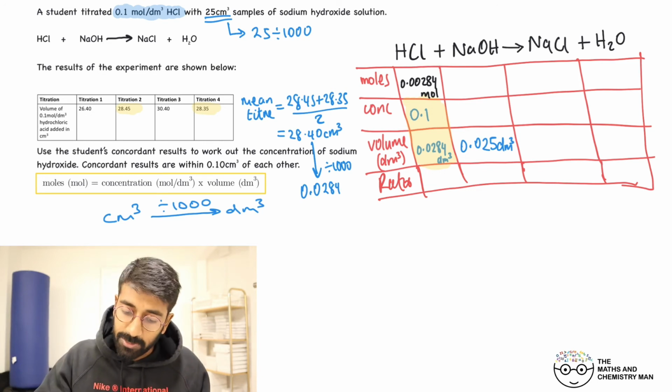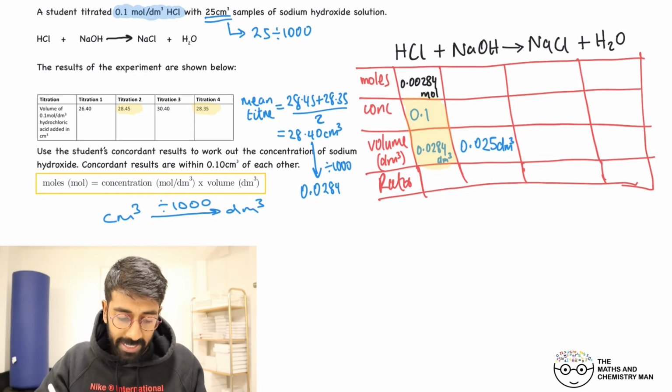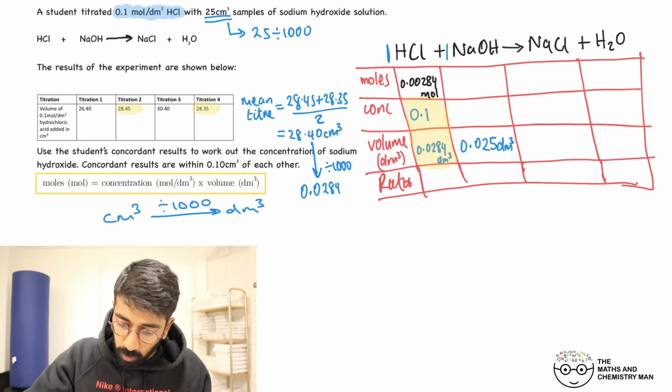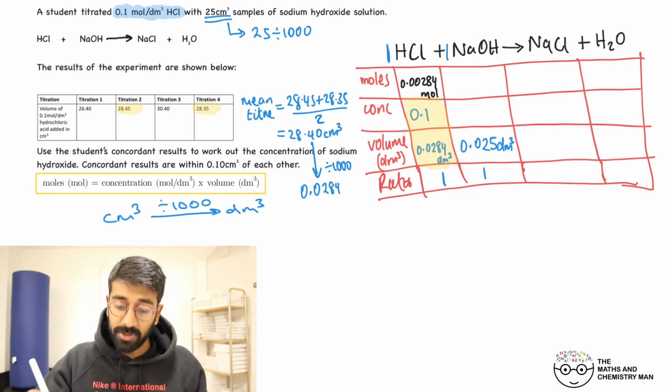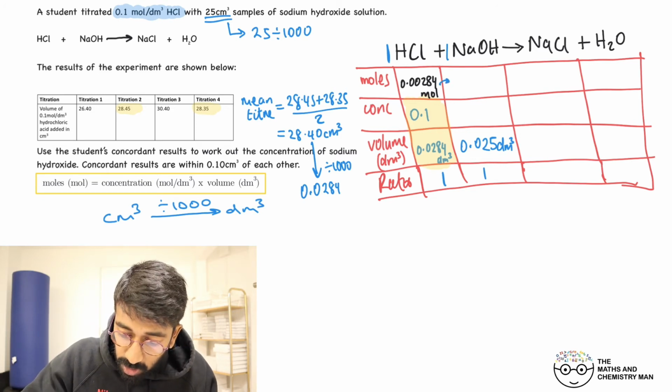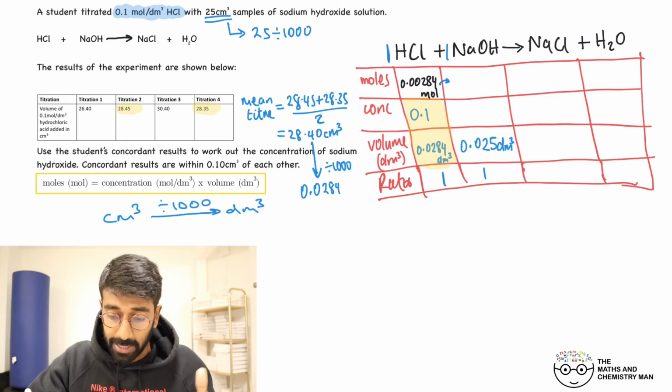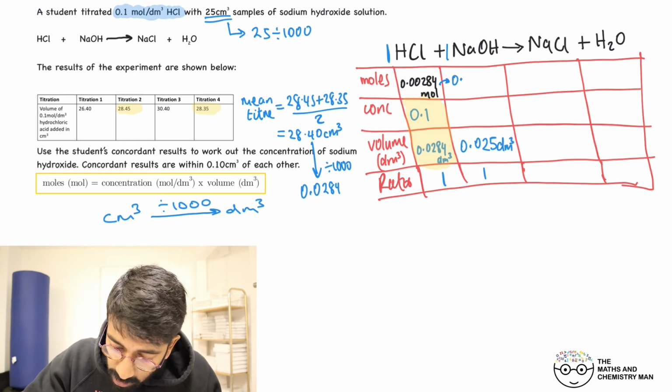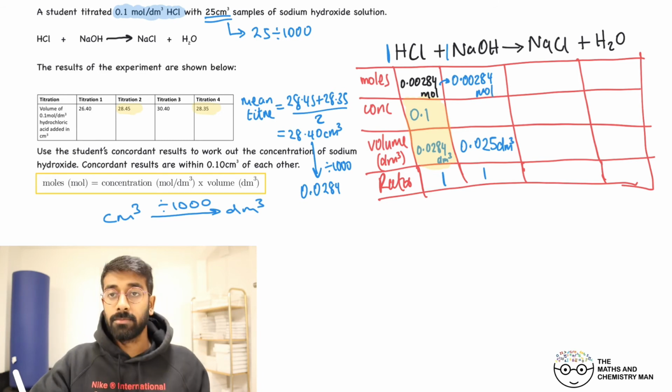Next thing, what's the ratio? Now the ratio between these species is 1 to 1 again, right? 1 HCl reacts with 1 NaOH. So I can put 1 to 1 over there. What does this tell me? Well, it tells me then that the number of moles of NaOH must be exactly the same. So we'll fill that in too. 0.00284 moles. There it is.